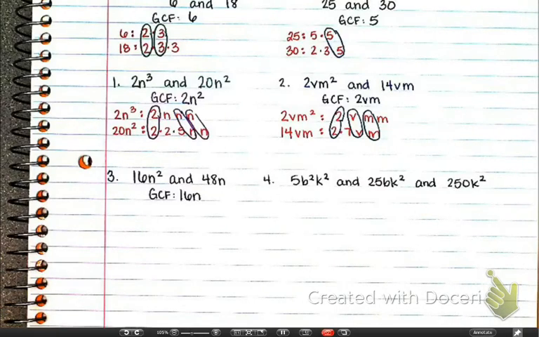Oh my goodness. Such drama. So it's 5b squared k squared, 25bk squared, and 250k squared. Remember, take your smallest number and see if it divides, because nothing can be greater than your smallest number. And then figure out how many variables you have from there. If you have to break it down, break it down.